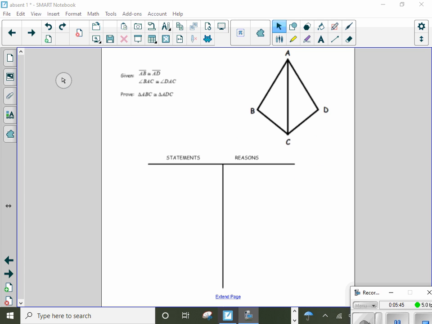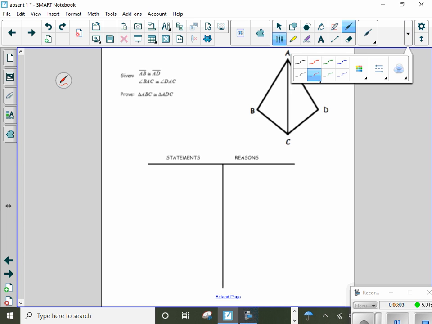Okay, the last thing we're going to do: you should be able to get this paper from the substitute, which is a practice proof for the quiz on Friday. The quiz will be like this, a simple proof, but nothing will be given. It's not fill in the blanks. You have to fill out the whole thing. But we do it the same way we always do our proofs, which is we start by marking our picture.